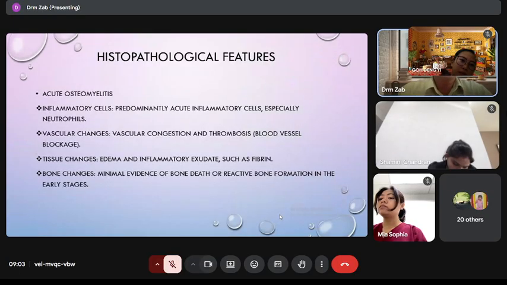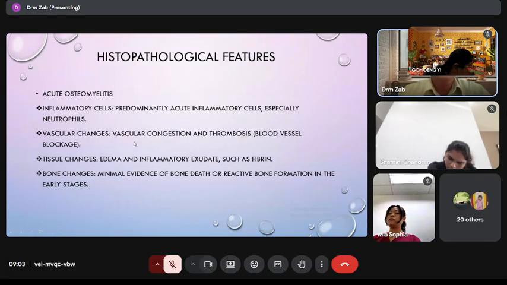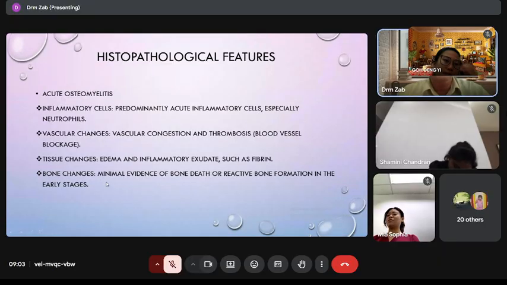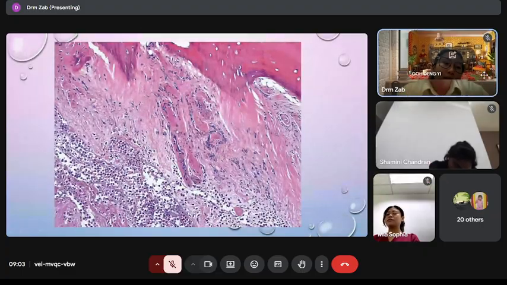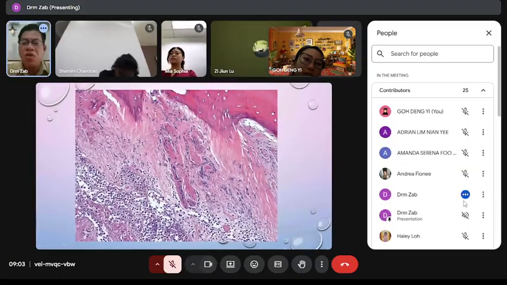Okay. Histopathologically, in acute osteomyelitis, you will find a lot of inflammatory cells. There will be vascular changes. You will see vascular congestion and thrombosis. You will see tissue changes. You will have edema and inflammatory exudate. And also for acute osteomyelitis, at this acute stage, you will see minimal evidence of bone death. You will see more during the chronic stage. Right? So this is the histopathological features of the acute osteomyelitis.